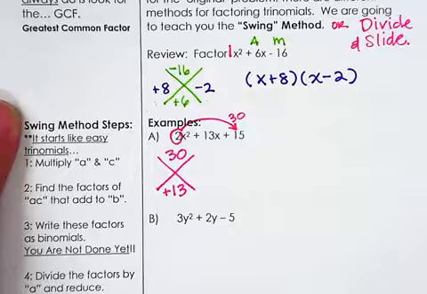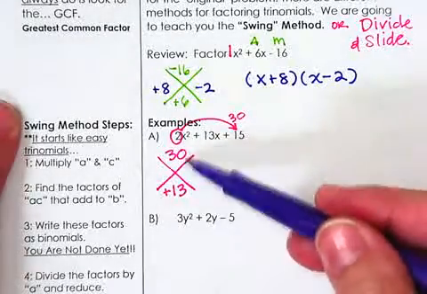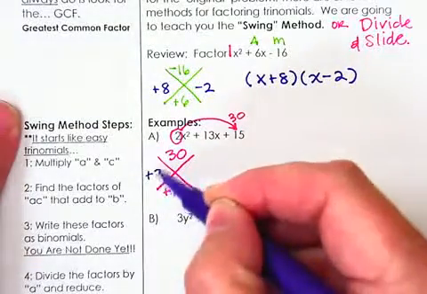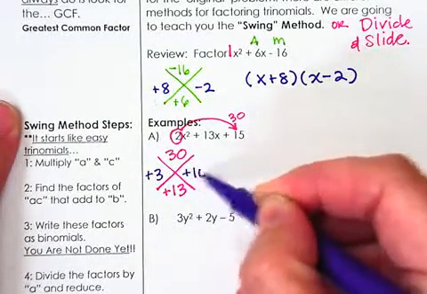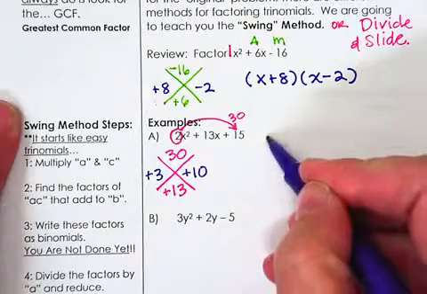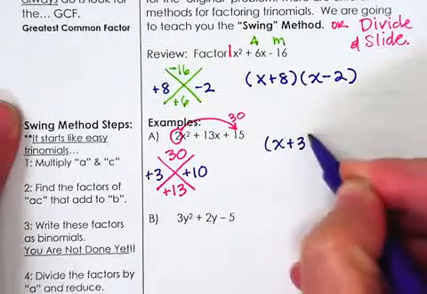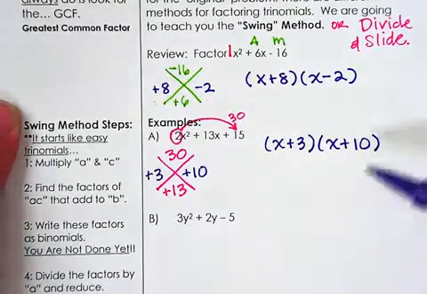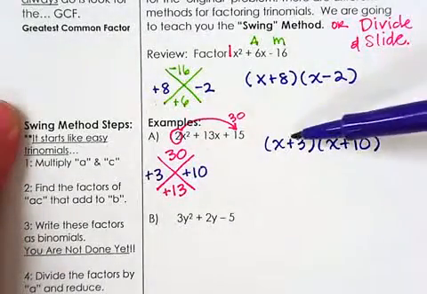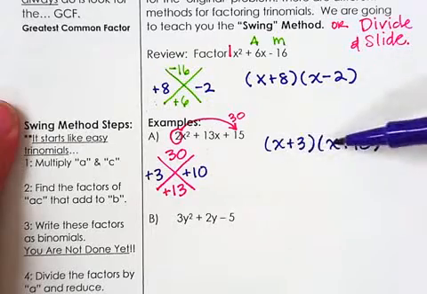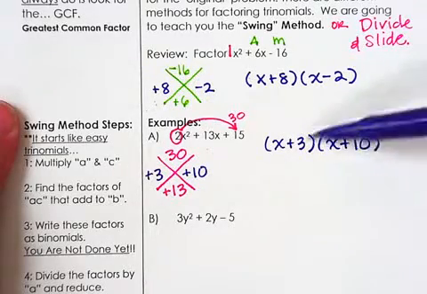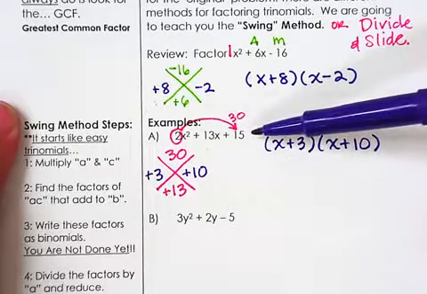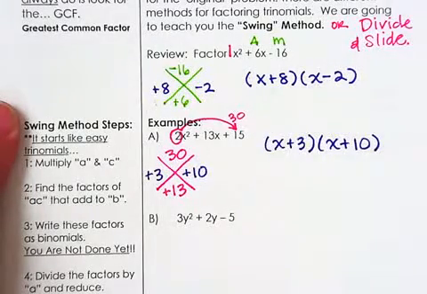So we want to find the factors that multiply to 30 and add to 13. And that would be positive 3 and positive 10. So we're going to set up x plus 3 times x plus 10. But this is not our final answer. If I were to FOIL this out, I would get x squared plus 13x plus 30. That does not match my problem here. So I need to keep going.